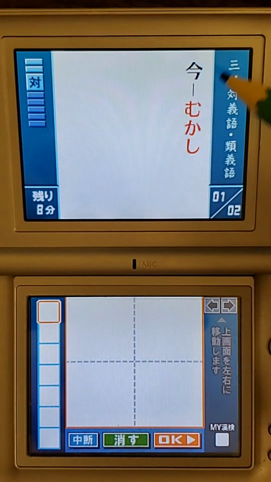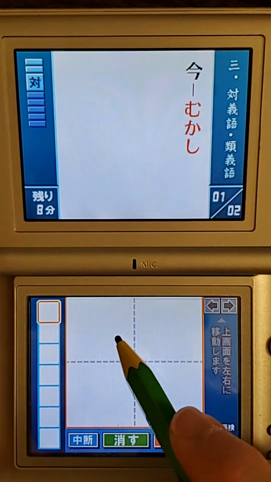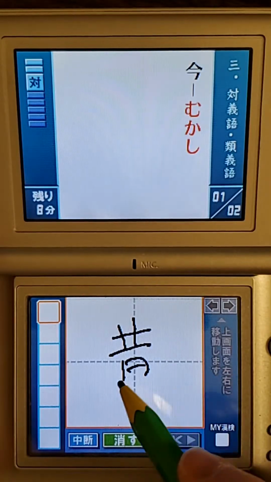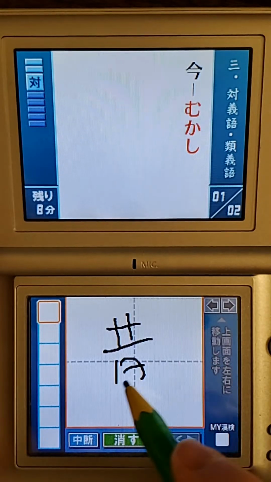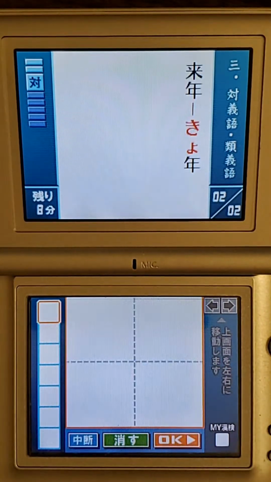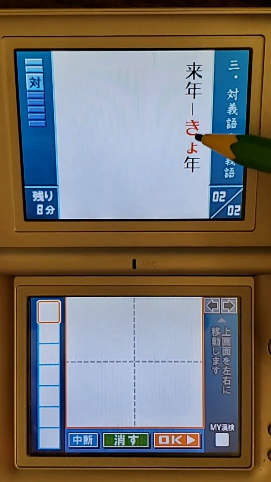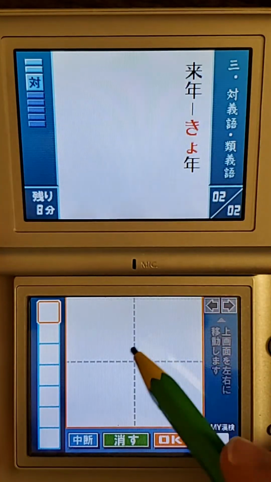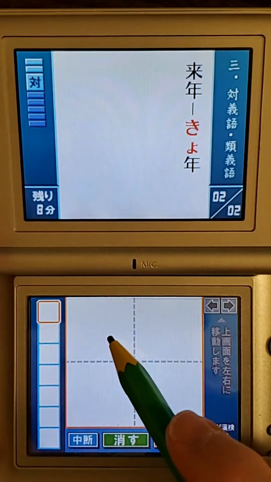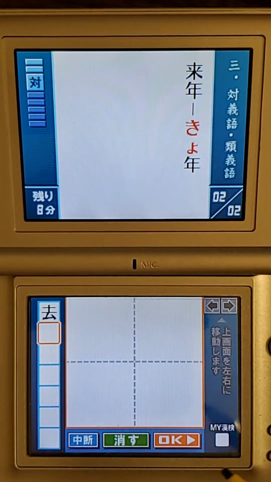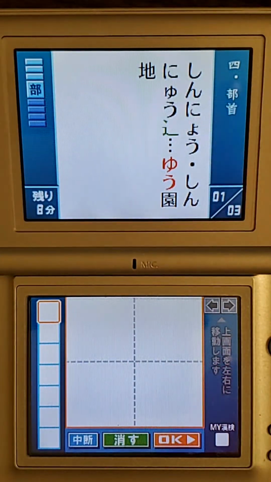All right, so now we're doing opposite words. So ima and mukashi. So now and then long time ago. So mukashi. All right, that and then that one. That is not what I'm looking for. There we go. That's what I wanted. Okay, rainen and kyonen. So next year and last year. So kyonen, what was this? No, that's what it was. Kyonen. Let's see. Let me get a drink.